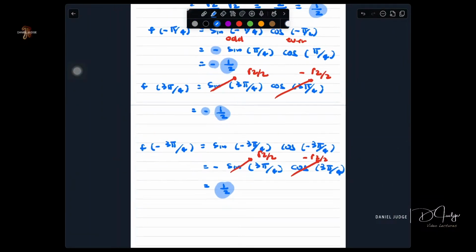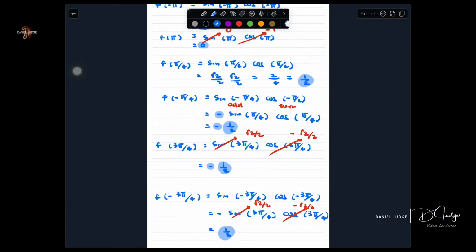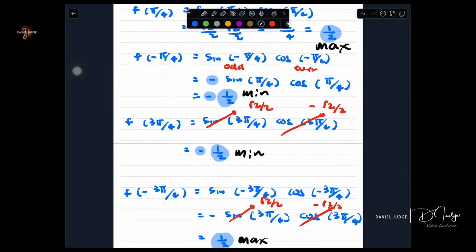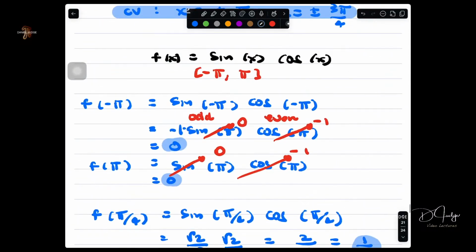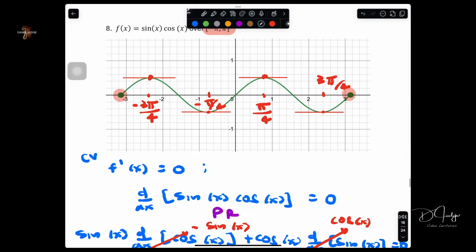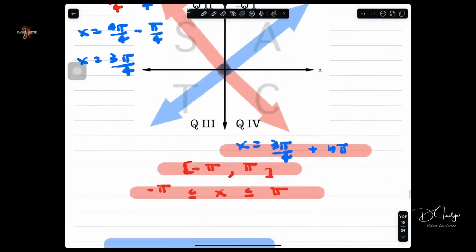Okay. Now, what it looks like to us at this point is the max is 1/2. The min is negative 1/2. So pi over 4 is a max. Negative pi over 4 looks like it's a min. And that actually looks pretty good, because this is what we're saying. You got a max here and you got a min. That's true. At 3 pi over 4, you should have a min. It should be negative 1/2.